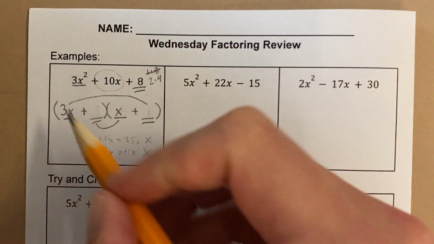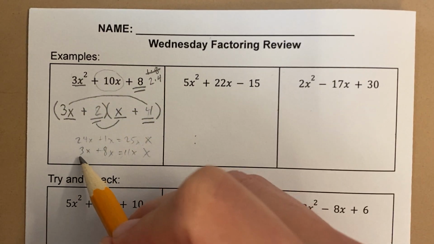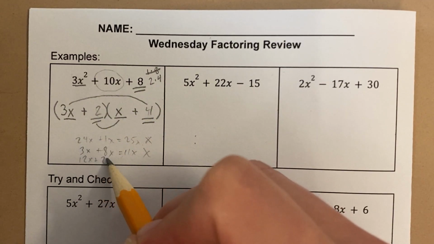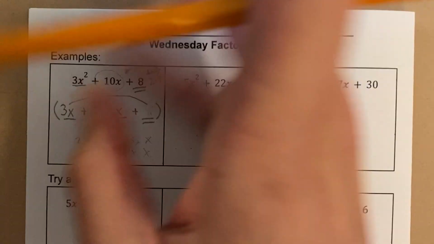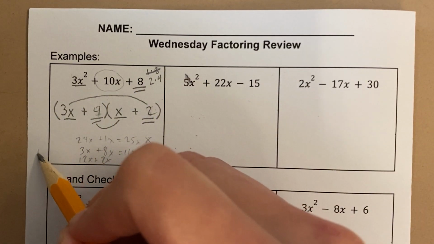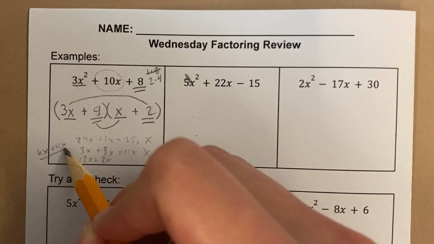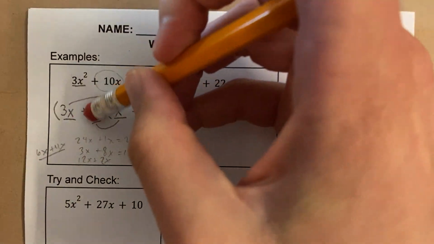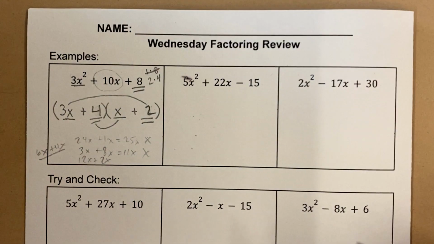Let's try 2 and 4. Okay, so 3x times 4, that's 12x plus 2x. Ugh, that's 14x. Still no. Let's try 4 and 2. 3x times 2, that's 6x. 4x times x, that's 4x. Perfect. That's it, right? That adds to 10x, and that's my answer. And I'm just going to neaten it up and write it a little bit darker, and there is my answer.